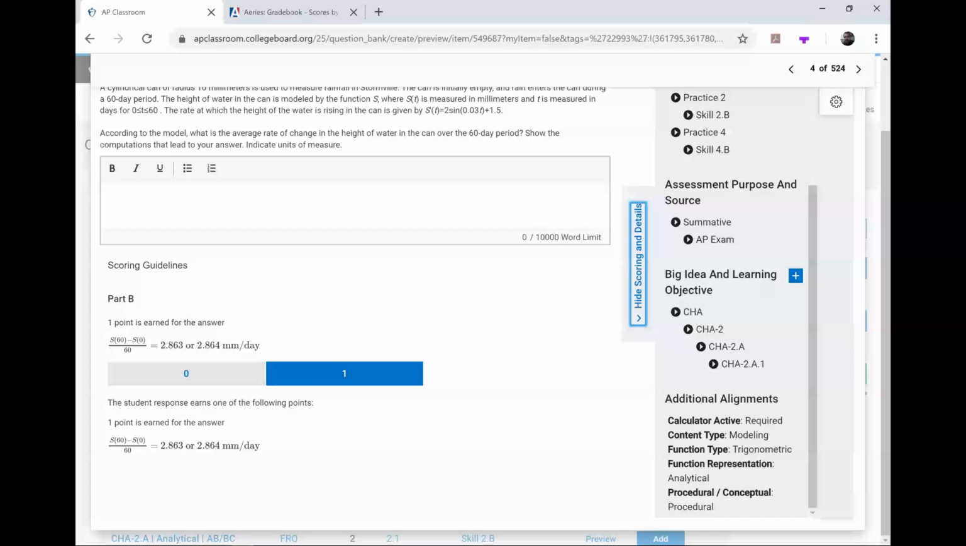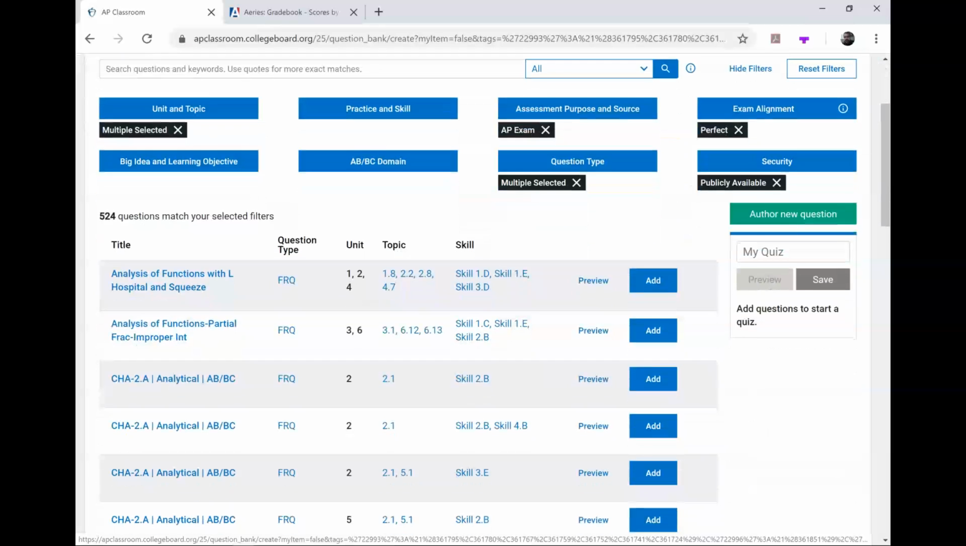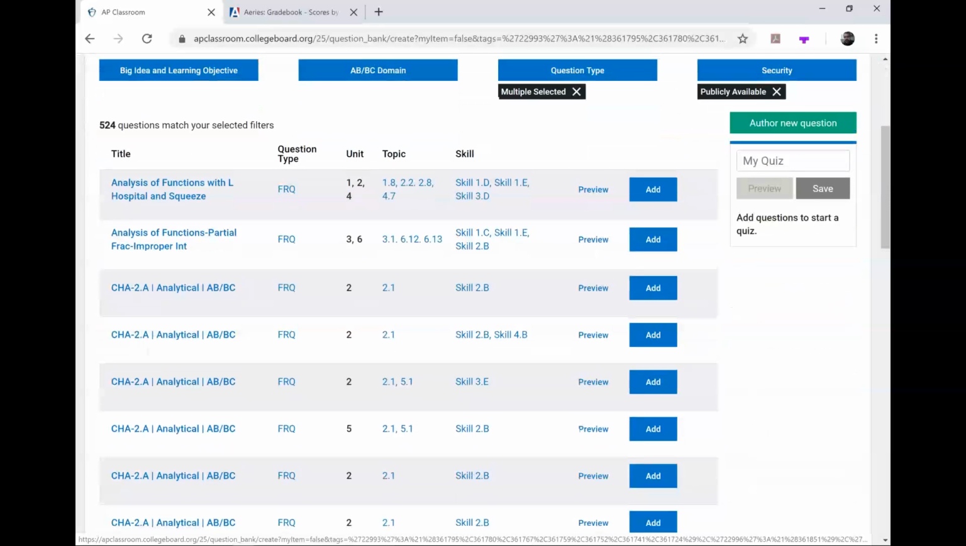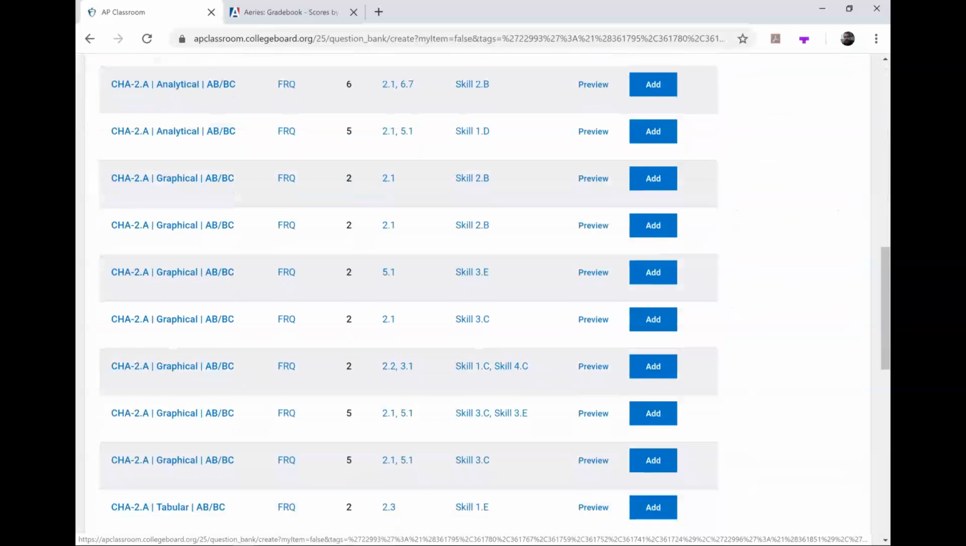And then on the left side, they show you the scoring guideline. This is just part B of a specific problem. You're supposed to be able to get 1 point by using the mean value theorem and get that answer. They'll show you how to do it, all the work required. Now we'll look at a different question here. Let me get rid of this one. Let's look at a graphical one.